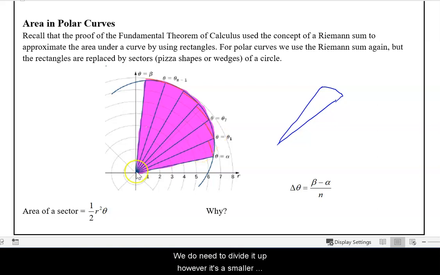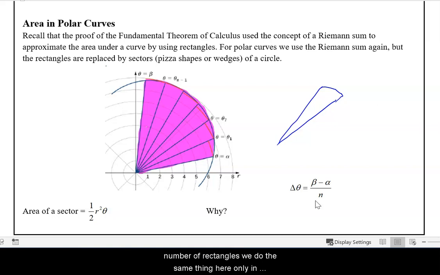We do need to divide it up, however, into smaller partitions, just as we divided graphs on a rectangular system into different rectangles. The more wedges we use, the more sectors, the closer the approximation will be to the true area. We can find the number that we are going to use and represent it with n, just as we did for a Riemann sum. In a Riemann sum, we computed the width or length of each rectangle by taking b minus a and dividing by the number of rectangles.